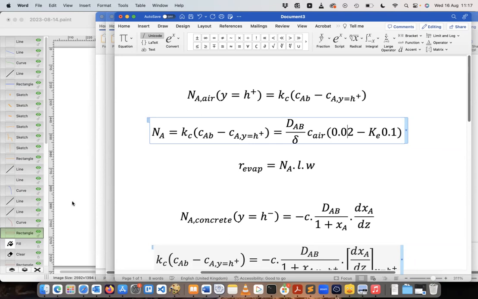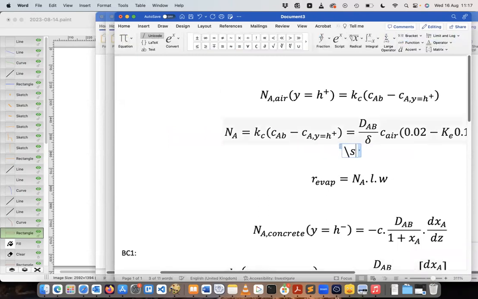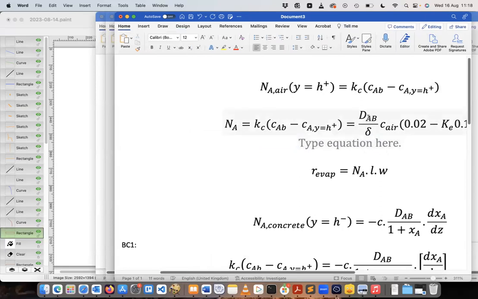Then is sigma the film thickness? So this is delta, right? This is a lowercase delta. Sigma is this symbol, sigma. So that's a sigma. This delta does look like this, but this is a delta. Yeah, so delta is the film thickness. So if you look at what we said on Monday, the difference in positions, the delta is the position where the concentration is 99% of the bulk concentration. So yes, that is the film thickness.